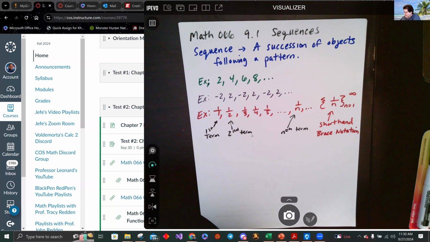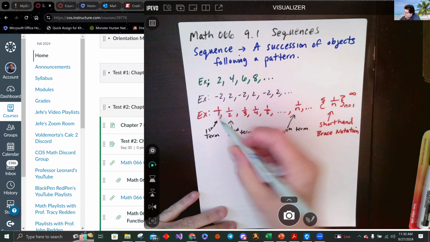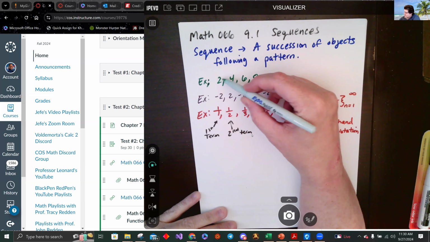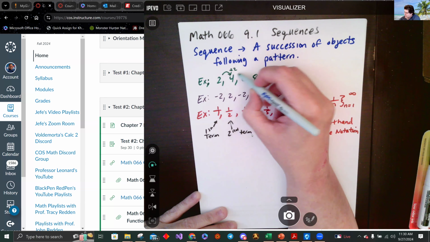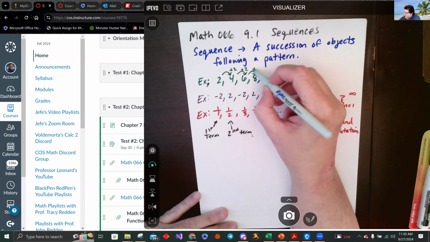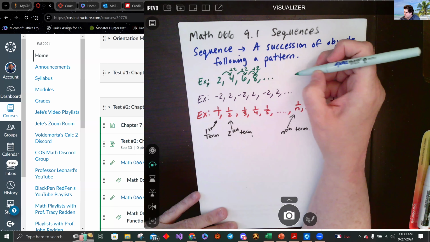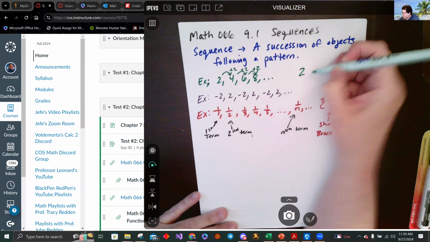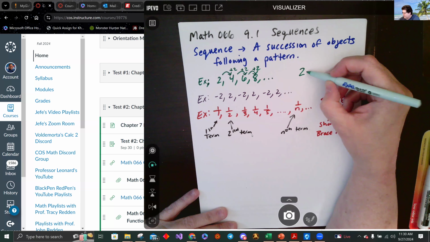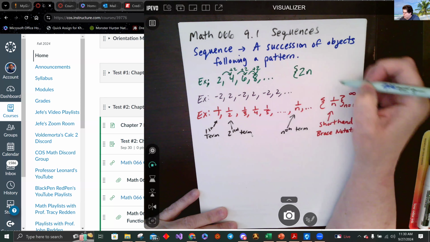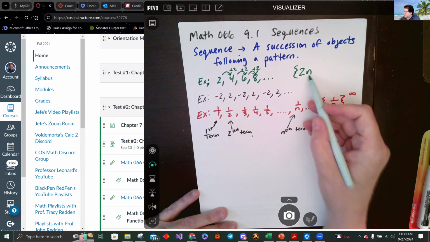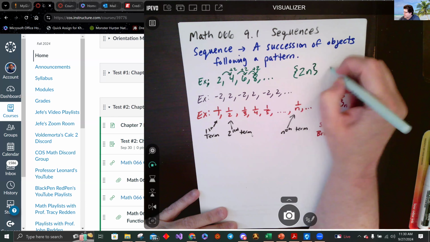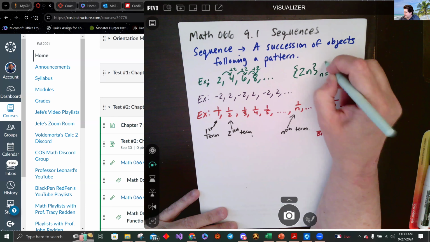So how can we do the other ones here? If this first one here is, these are all multiples of 2, right? +2, +2, +2. Repeated addition is multiplication. We can say that is 2 times n if we pick the right starting n. We want the first term where n equals 1 to be 2. And if I use 2n, that's going to work. So I can say 2n where n equals 1 to infinity.